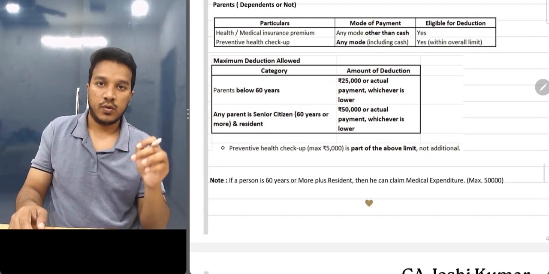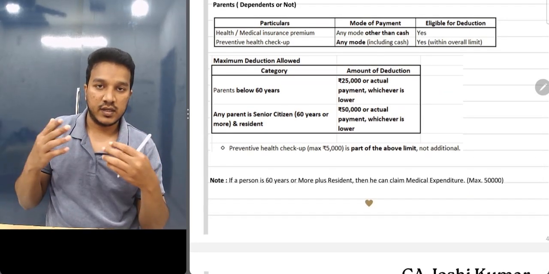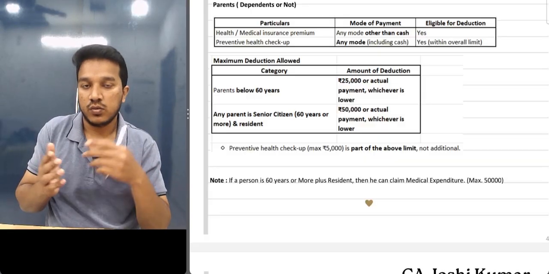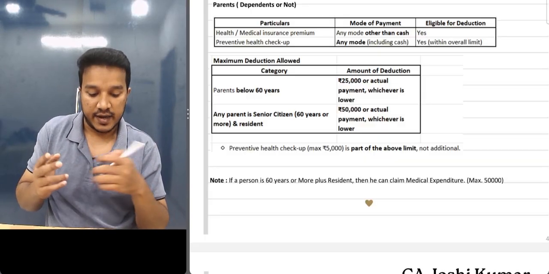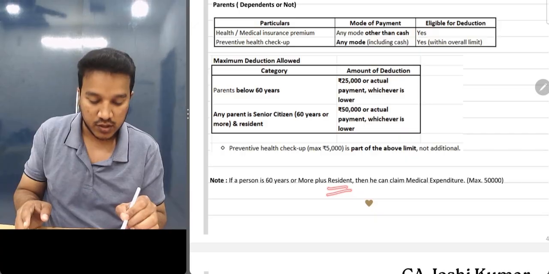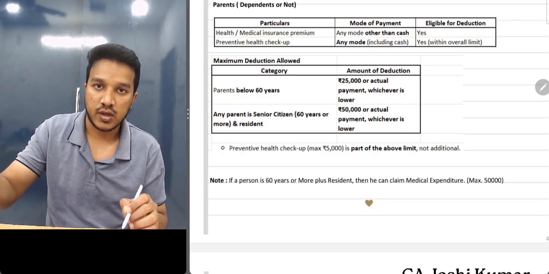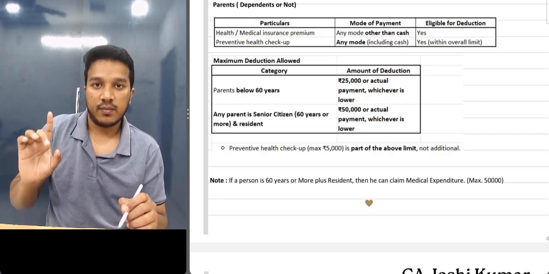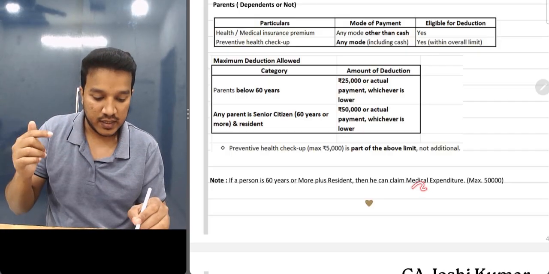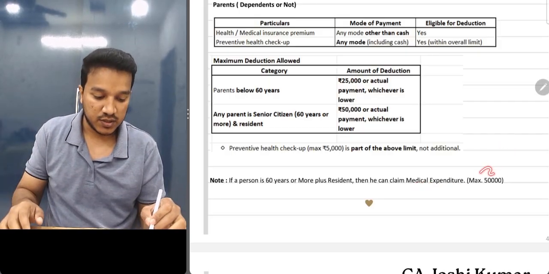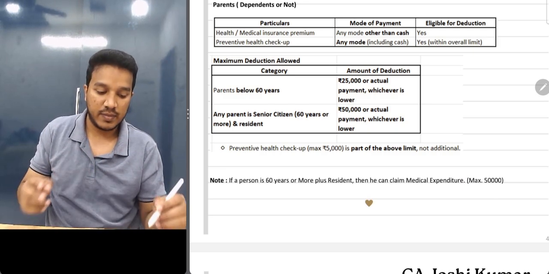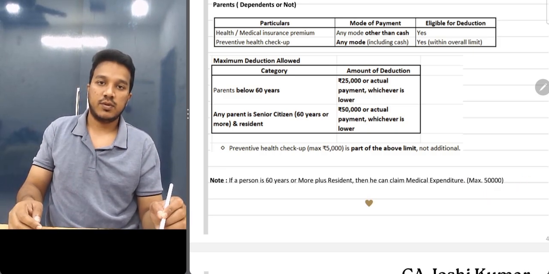One more important point. Anyone, either it is me, my wife or my parents, anyone who is above 60 years of age, and they should be residents also, for whom I did not take any insurance. I'm not getting any insurance policy or insurance amount, but there is a medical expenditure happening, then I can claim medical expenditure for them. They should be resident and above 60. For them I can claim medical expenditure, maximum 50,000.